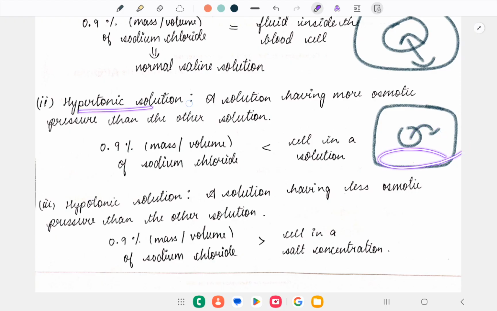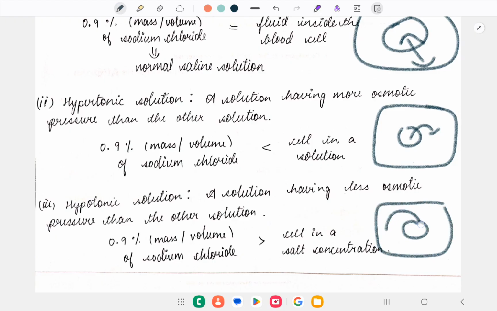In this solution, the water will move out of the cell and so the cell will shrink in hypertonic solutions. A hypotonic solution is a solution having less osmotic pressure than the other solution. For example, if the salt concentration is less than 0.9% sodium chloride, then the water will flow into the cells. So in hypotonic solutions, the water will flow into the cells and so the cell swells up.